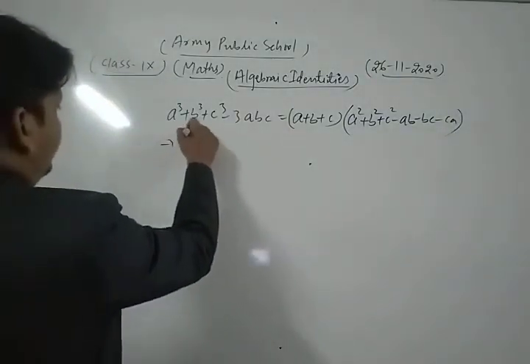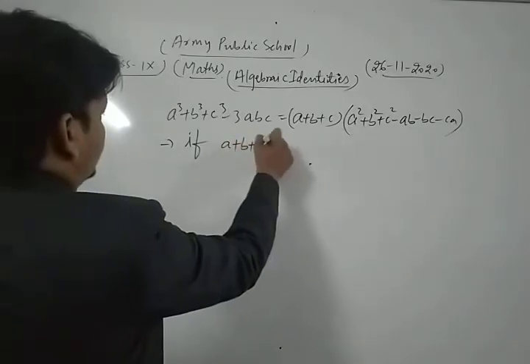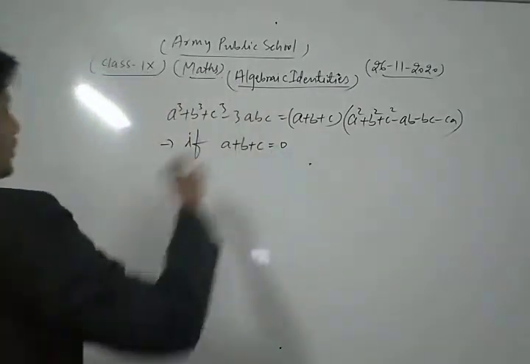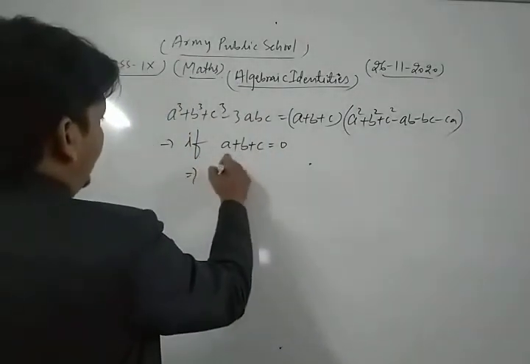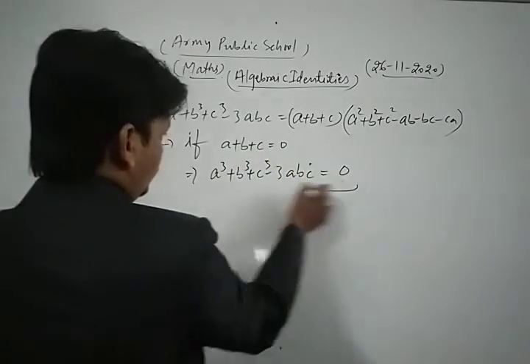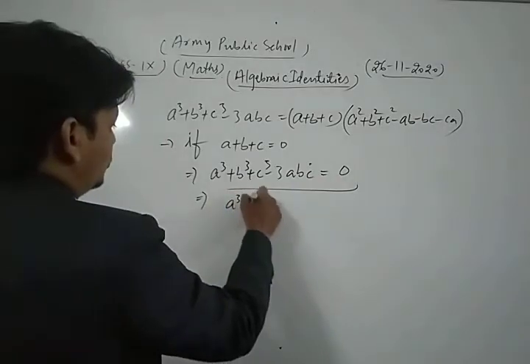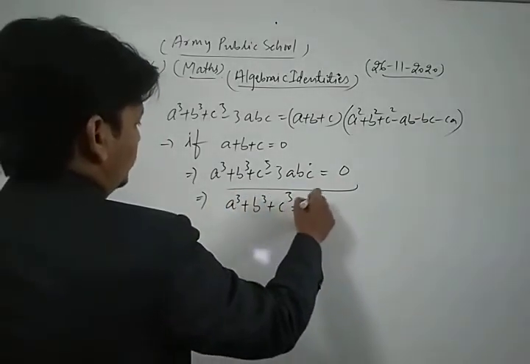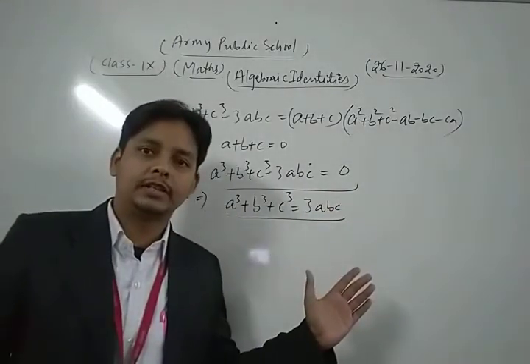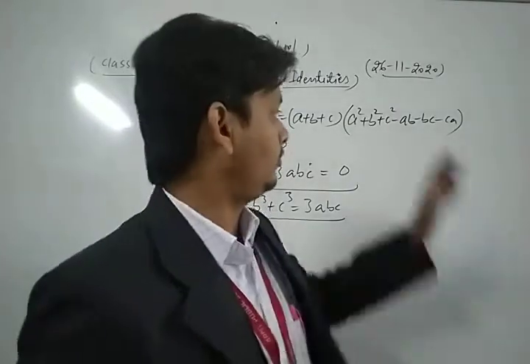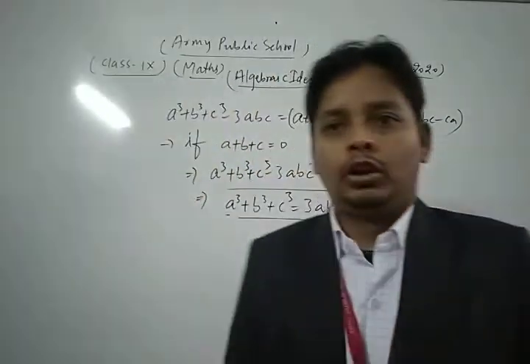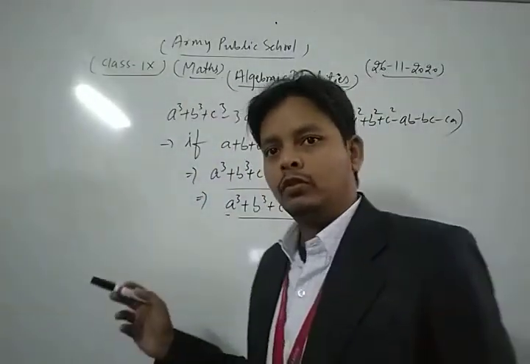Let's see. If the value a plus b plus c is equal to 0, then according to the above identity we get a cube plus b cube plus c cube minus 3abc is equal to 0, and so from there we get a cube plus b cube plus c cube is equal to 3abc. This is a very important result related to that identity. So dear students, please do more and more practice of this type of questions.